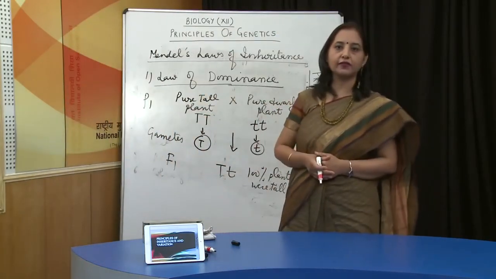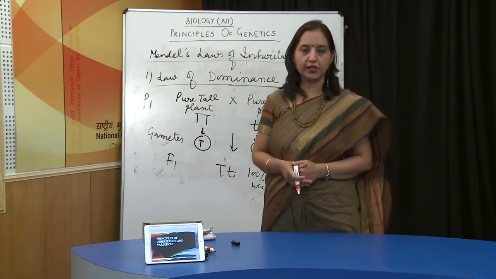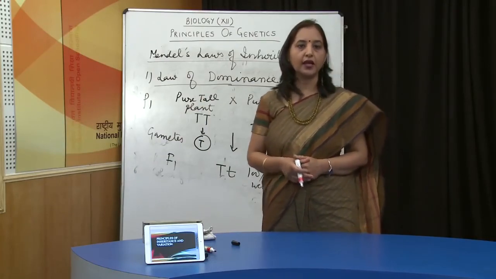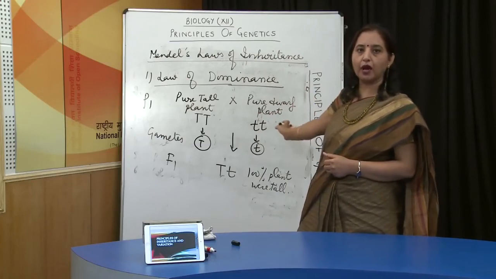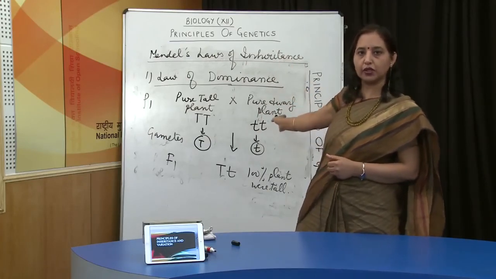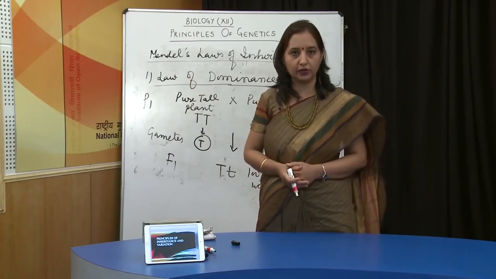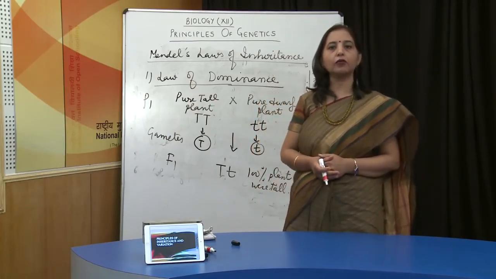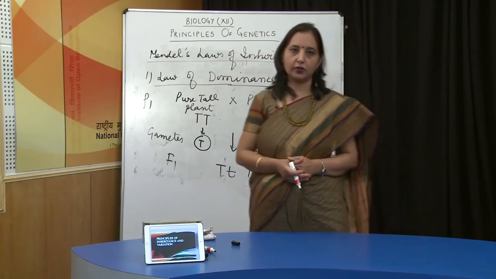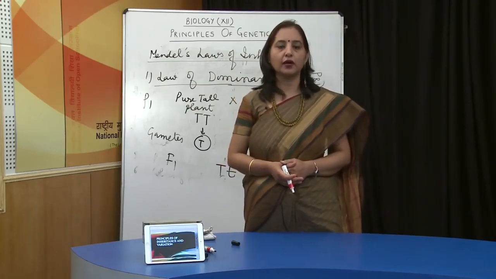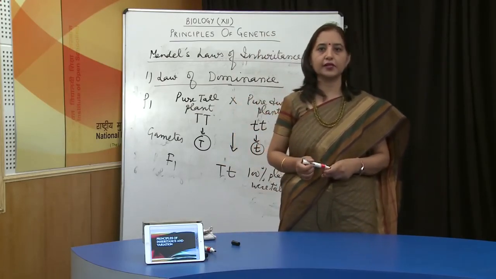This is about the first law of inheritance, that is the law of dominance. We can take any example out of the 7 traits which were shown earlier, and only one trait has to be shown in the first generation because Mendel found only one trait in the first generation, and that was called dominating. The other one was called recessive.